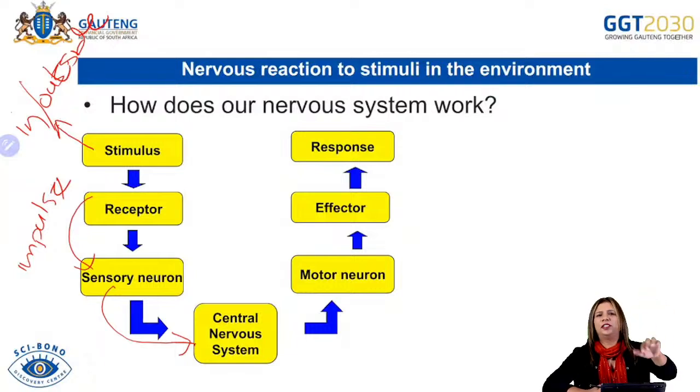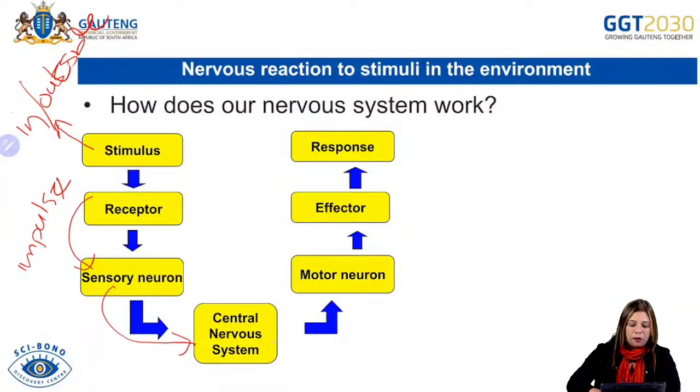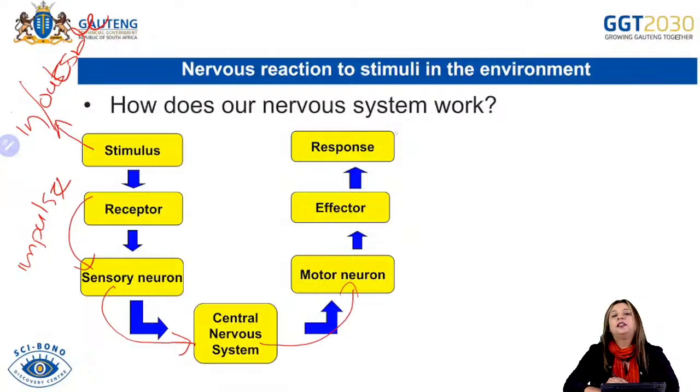You touch the stove, it's hot, and you move your hand away. So that is how the nervous system does work, okay? And then it goes to the motor neuron. Remember, we spoke about it going to the effector muscle, which is your finger, and then there is a response. What is the response? The response is when you take the finger off the hot stove. So this is how our nervous system works. Basically picking up a stimulus and effecting a response to coordinate the reaction, okay?